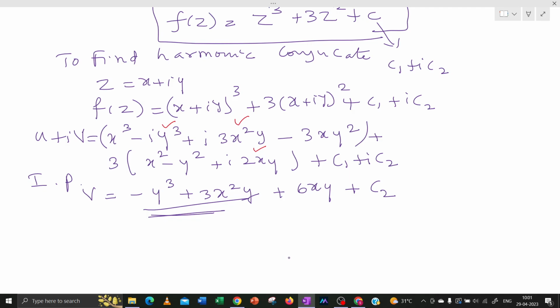Next class, we will discuss a few more examples for constructing the analytic function by using the Milne-Thomson method.